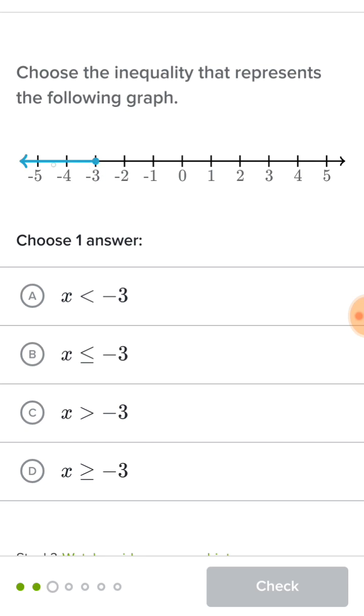The numbers are going to be less than -3 because the arrow points to the left, and because the circle is closed or shaded in, it will be equal to -3. So x is less than or equal to -3.